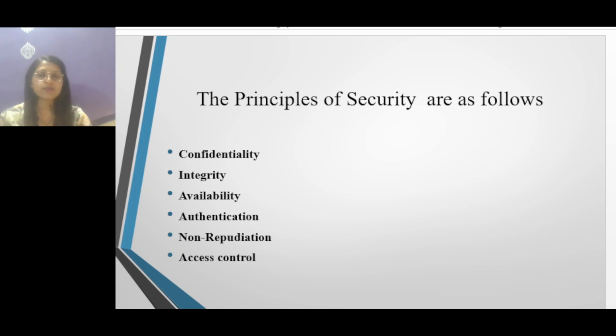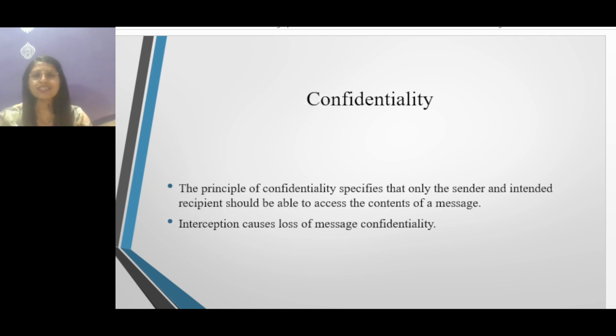So what are these principles of security? What is the meaning of each? And under what condition is each one lost? That we will study in our lecture. First is confidentiality. What do you understand by the word confidentiality?